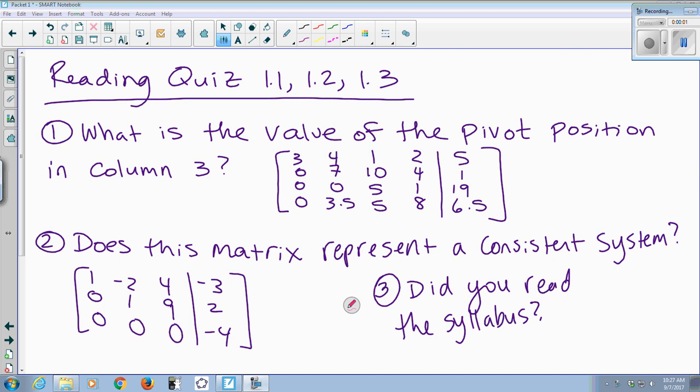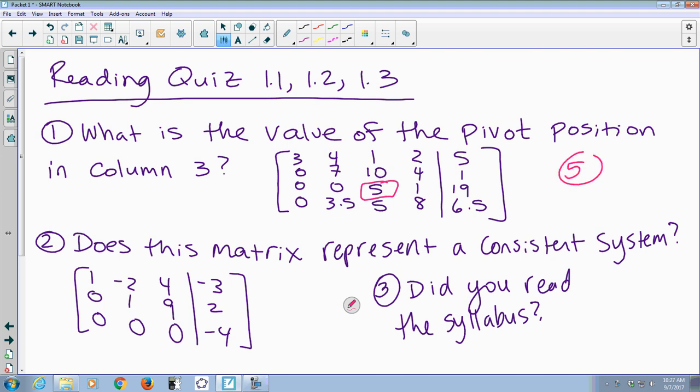So what is the value of the pivot position in column 3 of that augmented matrix? 5. That's column 3. Pivot position of that row is a 5. Does that matrix that I wrote down there represent a consistent system? Nope, because this says 0x plus 0y plus 0z equals -4. And it's impossible to have 0 equal -4. So not consistent means that there are no solutions.